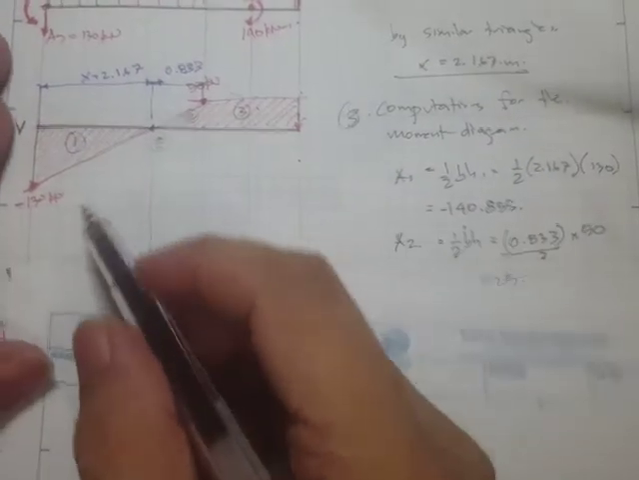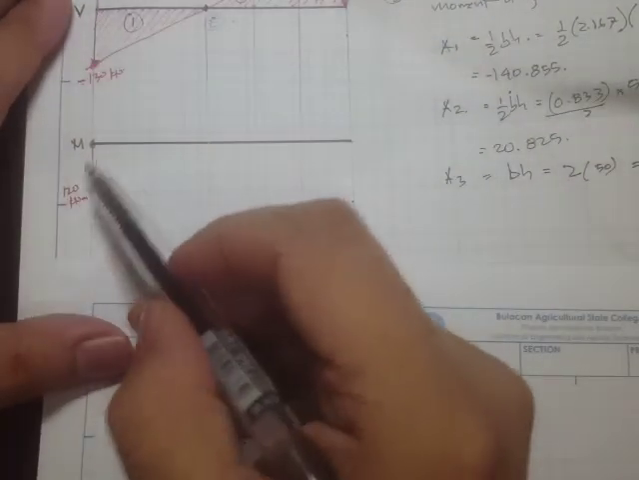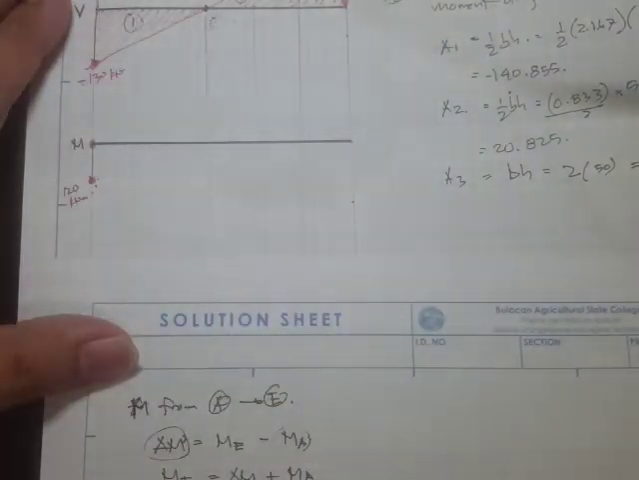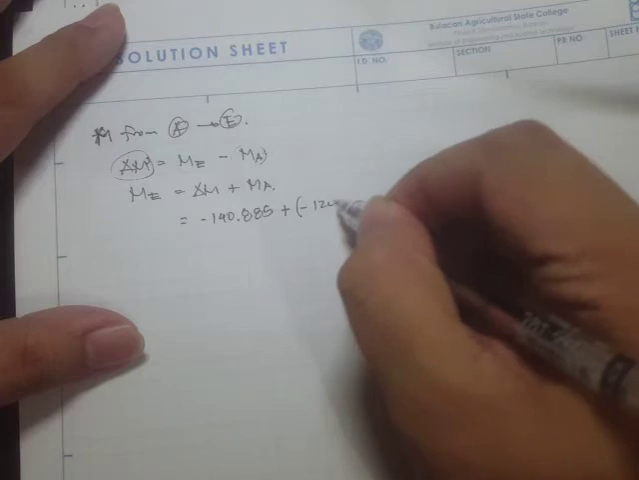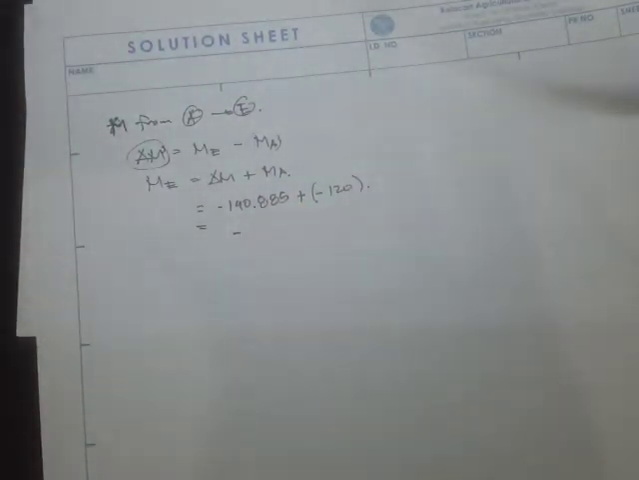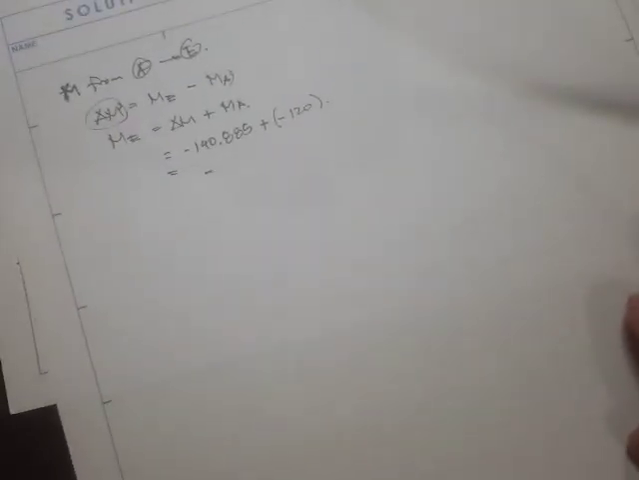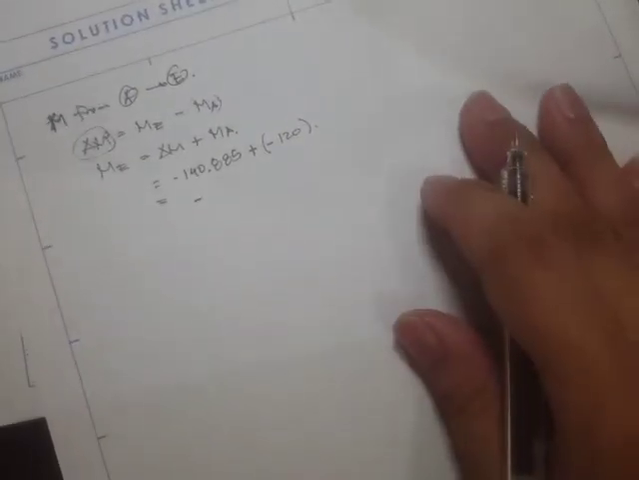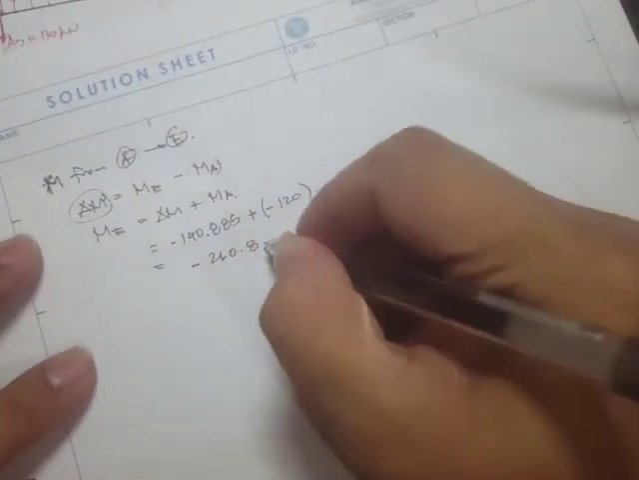Okay, so since we have a concentrated load, this should be negative 120. So plus negative 120, and this will be negative 260. Negative 260.885.